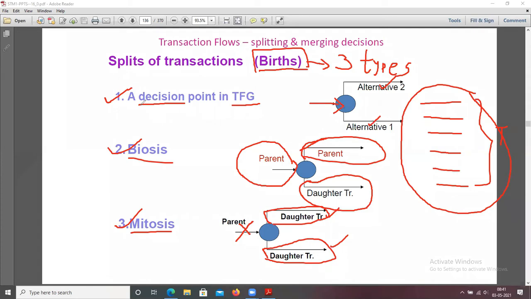The first one, decision: the transaction will take an alternative path, either alternative 1 or alternative 2. Next, biosis generates a daughter transaction, and along with that daughter transaction the parent also keeps executing. Mitosis means the parent transaction is destroyed and two new transactions are created, daughter transaction 1 and daughter transaction 2.